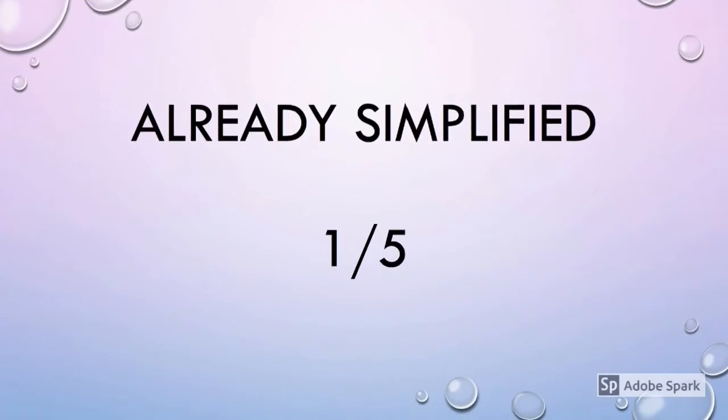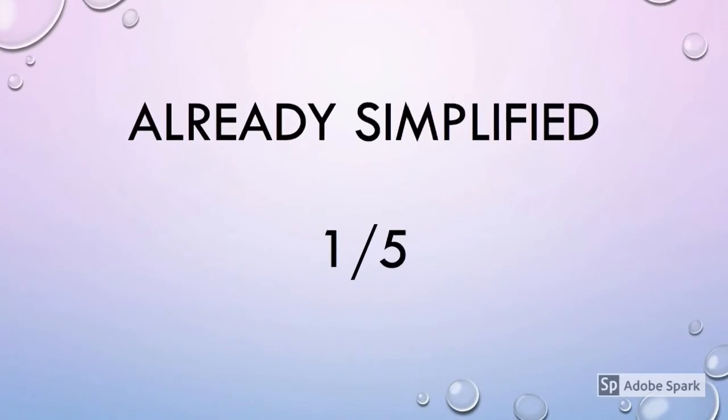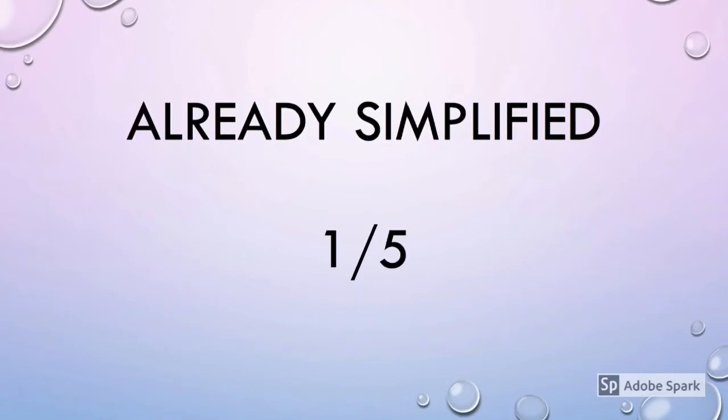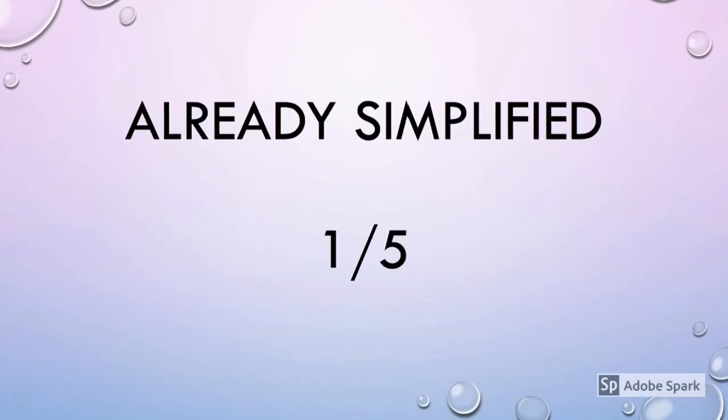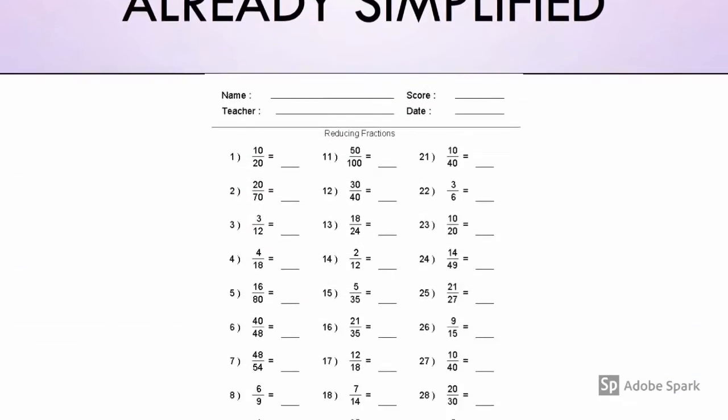After looking over the problem, we found that since there is a 1 in the numerator location, the problem is already simplified. We also found that there is no greatest common factor between 1 and 5, meaning we can no longer simplify the problem any further.